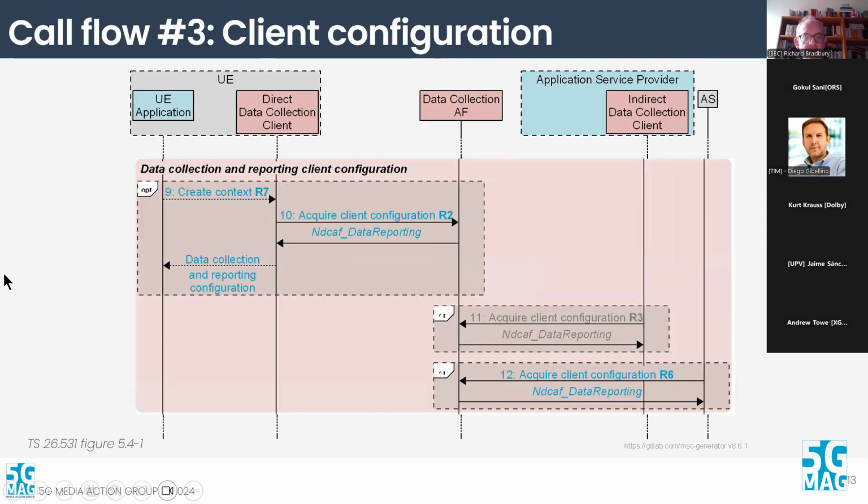And then there's the actual reporting part of the flow, where some application on the UE might talk to this direct data collection client and set up a new reporting session, and the data reporting client fetches its configuration from this data collection AF. So that's that part. And then similarly, there's this other thing, an indirect data collection client, which can also do some reporting, but that's not really interesting in this context. But similarly, the application server can set up a reporting session as well.